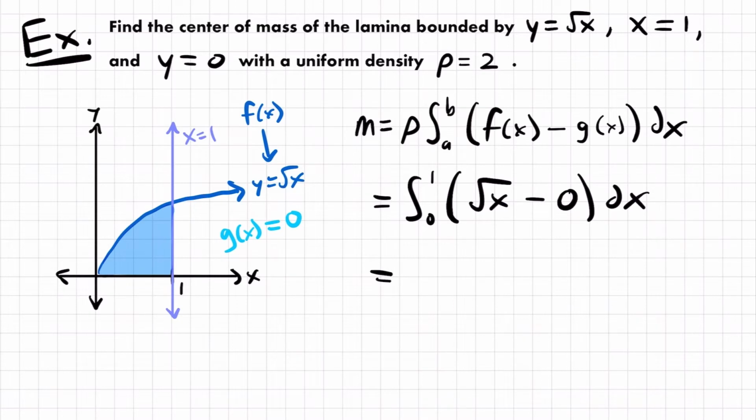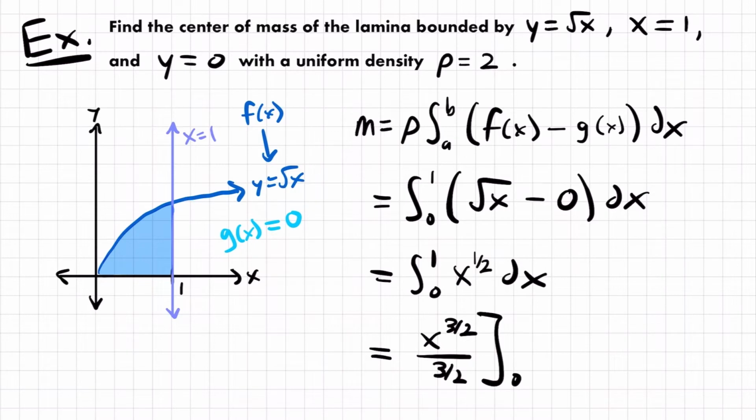And so this is just equal to the integral from 0 to 1 of the square root of x times dx. Okay, and so we can rewrite the square root of x to be x to the 1/2 power, and by doing that, we can more easily see how to use the power rule of integration. And so if we use that rule, we'll add 1 to the exponent and then divide by that new exponent. So this will be equal to x to the 3/2 power, because 1/2 plus 1 is 3/2, divided by 3/2, and that will be evaluated from 0 to 1.